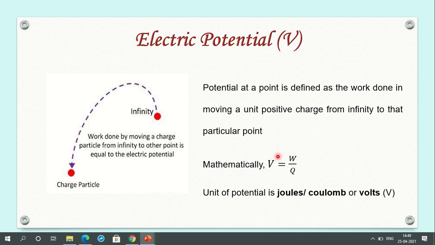So we have defined potential as the work done in moving a unit positive charge. That is work done per charge, work divided by charge. So the equation is W by Q, and the unit of work is joules, the unit of charge is coulomb. So the unit of potential is joules per coulomb, and the SI unit of potential is volt, and it is denoted by capital letter V. So that is electric potential.